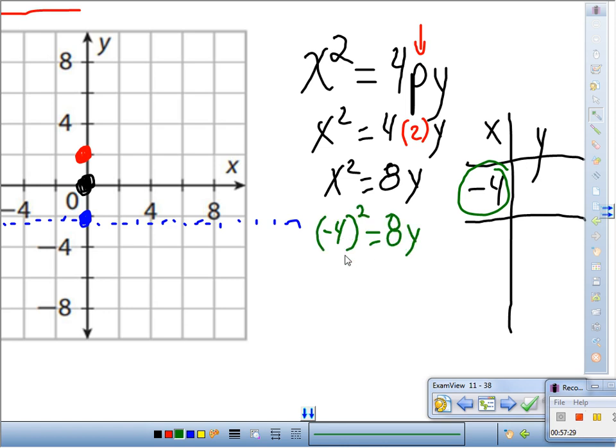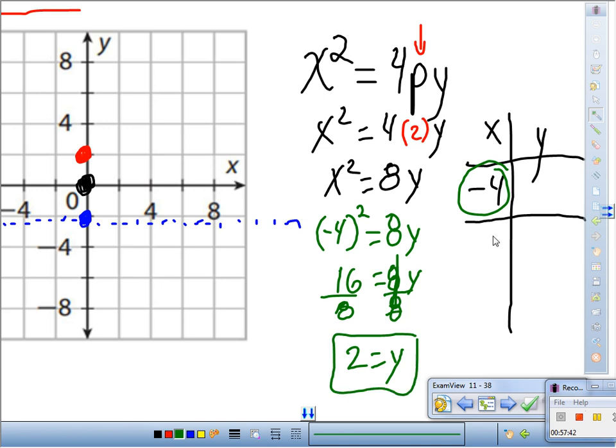What is -4 squared? 16 equals 8y. So that means if we divide by 8, divide by 8, what is y? 2. But since it's a parabola, do I need to use work to show the other side? No, but what number do I need to use? If I use -4, that means over here I need to use what? 4. And what is that number in y? 2. That is correct, because it's a parabola.